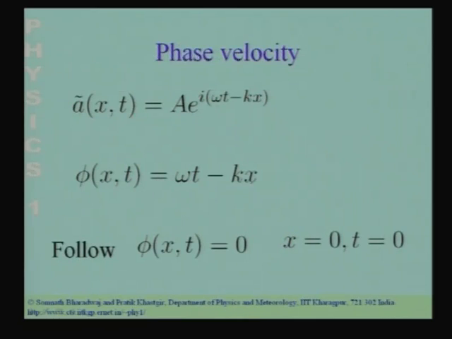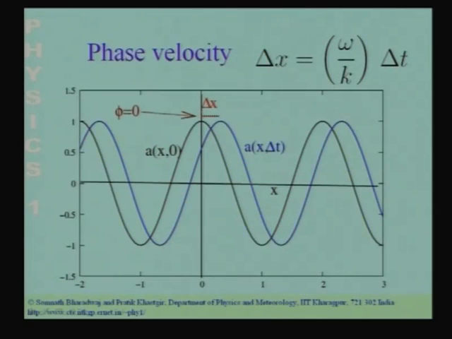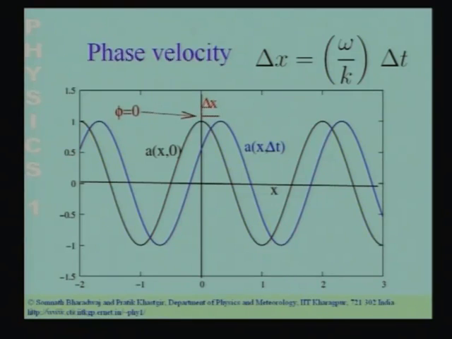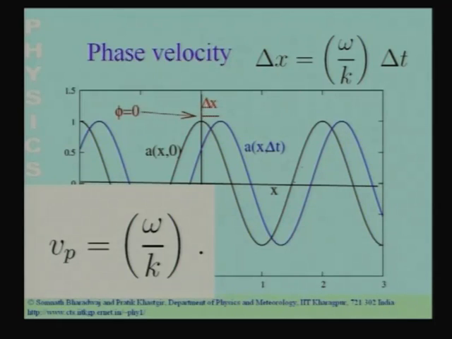And it is quite clear that for any value of the phase, if you follow the position where the fixed value of the phase has shifted after a time delta t, you will find that it has moved a distance delta x, which is omega by k delta t. So, what we learn from this is that if you follow the position where the phase has a fixed value, for example, the position where the phase is 0, you will find that it moves forward as time increases, and it moves forward at the speed omega by k. So, this speed is what is called the phase velocity.